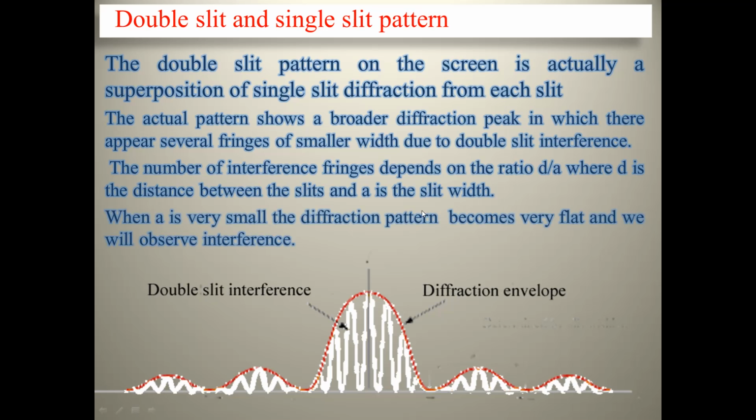When a is very small, tends to 0, the diffraction pattern becomes very flat and we will observe only interference. So if there are a finite number of sources, for example 2 or 3 sources, we use the term interference. But if there are a large number of sources, we use the term diffraction.